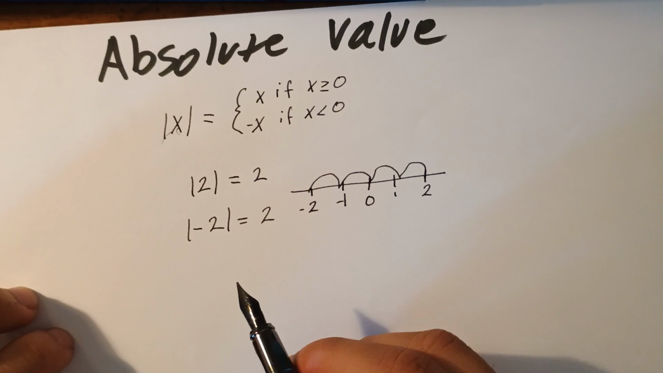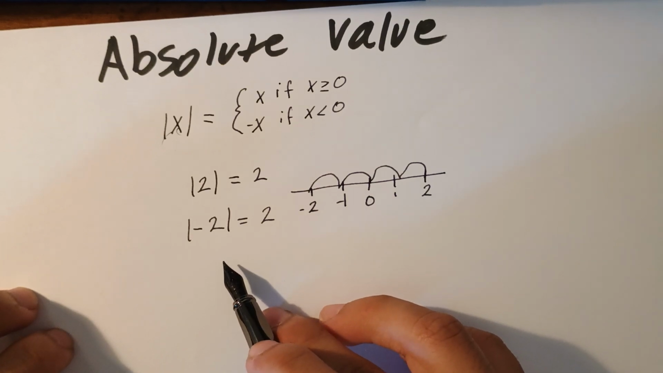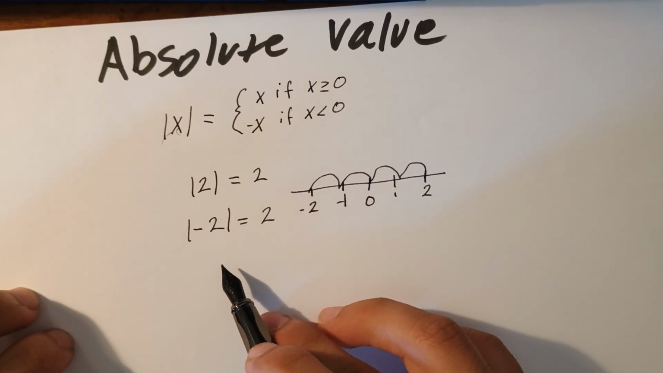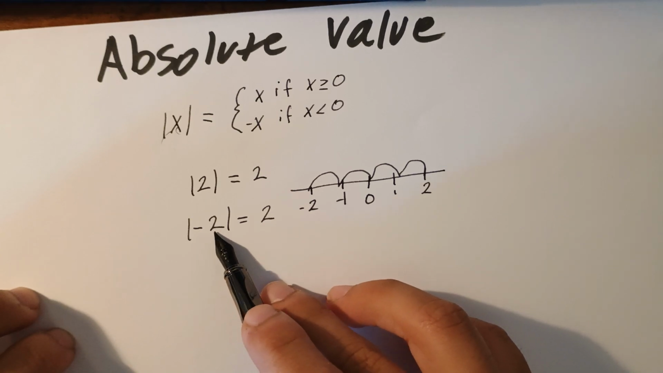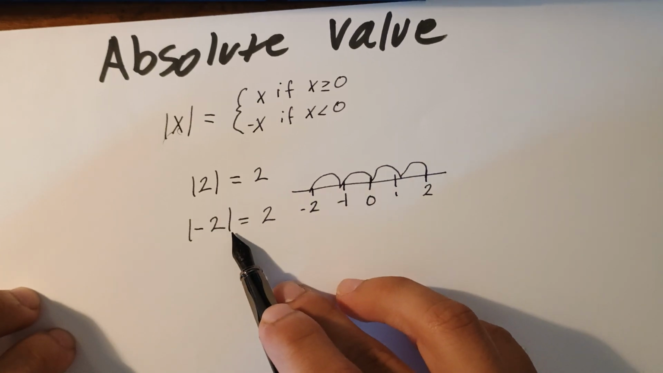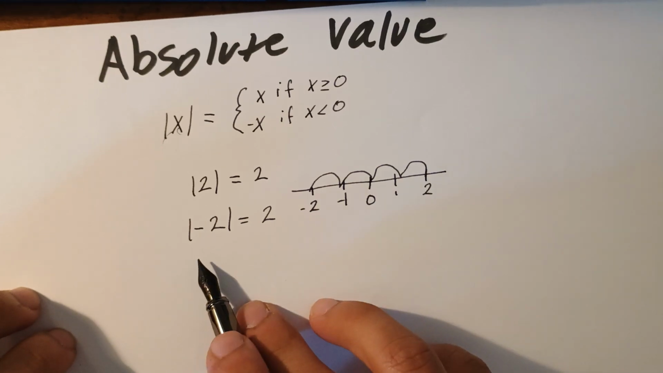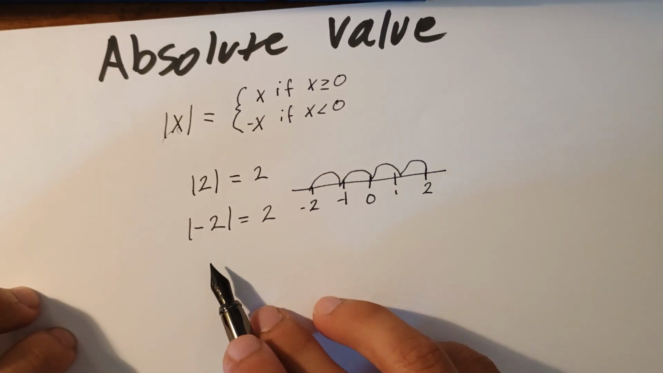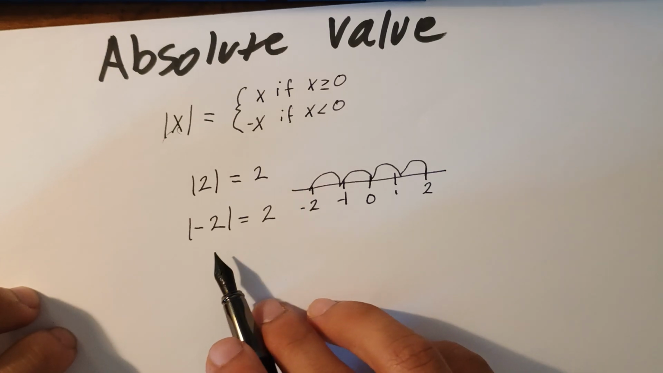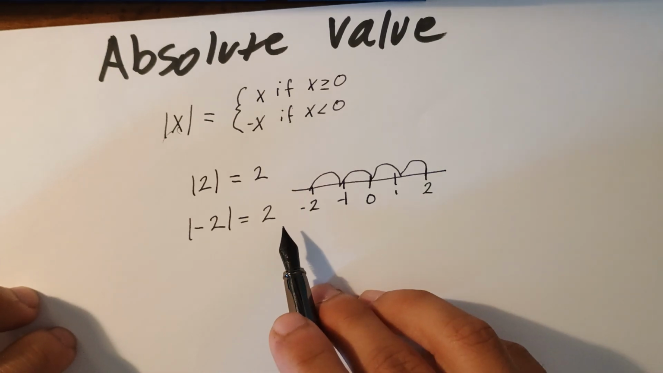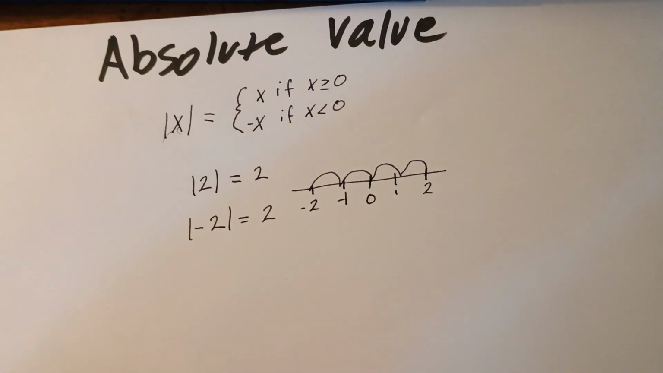So another way you can simply look at this is as if any negative number, when you take the absolute value of it, is just positive that number. So negative number, take the absolute value, it becomes the same number but positive. It makes that number positive.